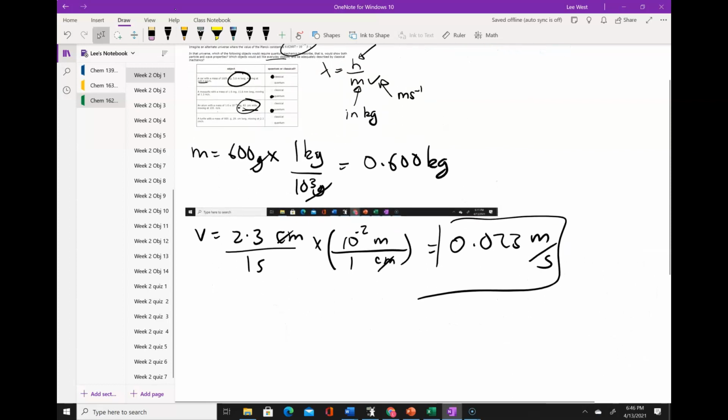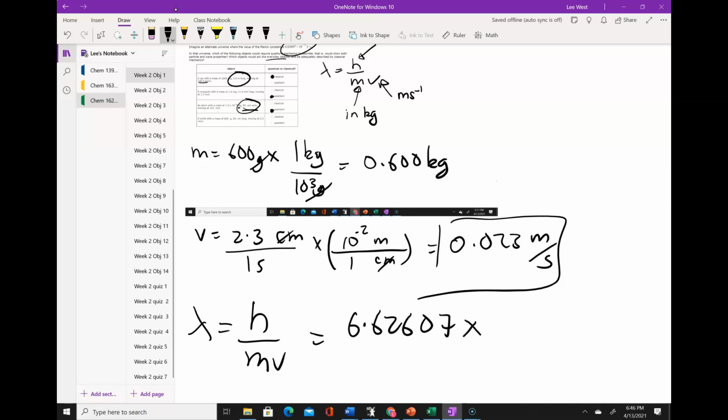Okay, so now we're ready to go. What we're going to do is calculate this turtle's de Broglie wavelength, because every turtle wants you to do that for it. And then we're going to see how that compares to the actual length of the turtle.